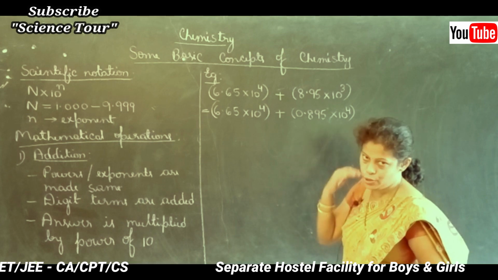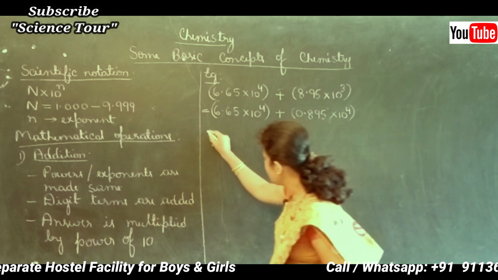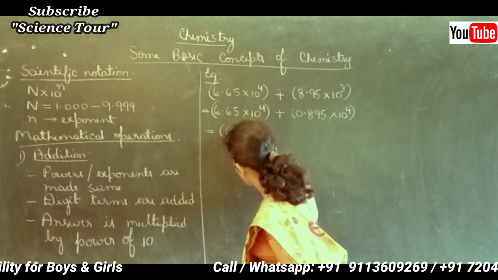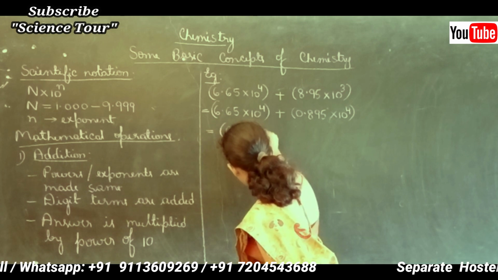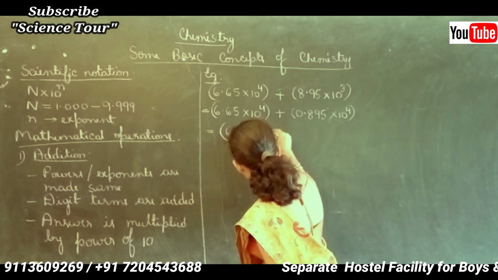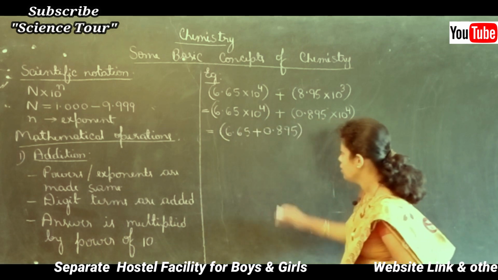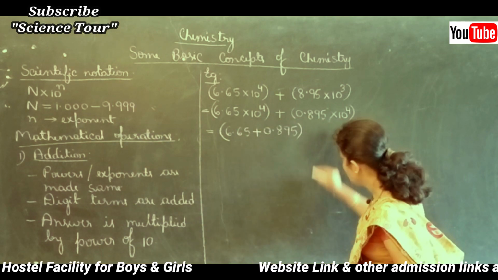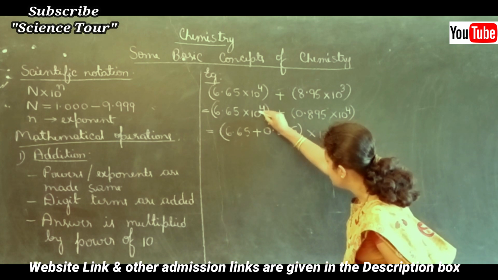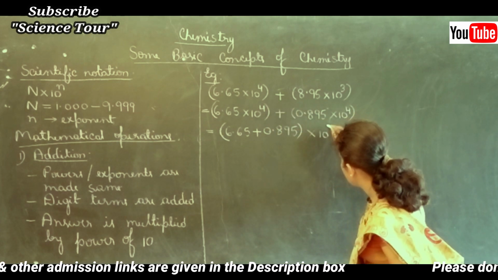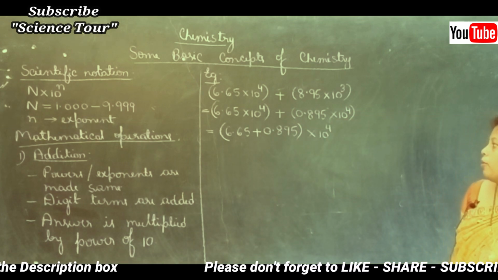Now what next? Add the digit terms. So let me add the digit terms 6.65 plus 0.895. These terms must be added. Answer is multiplied by common power. What is the common power? 10 to the power 4. Here also 10 to the power 4. Hence answer is multiplied by 10 to the power 4.